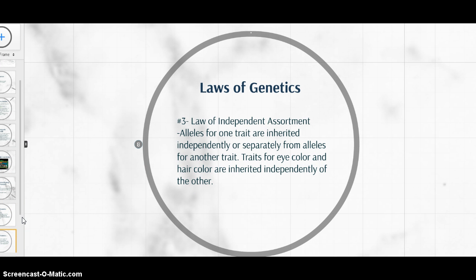And finally, we have the law of independent assortment. And that means that alleles for one trait are inherited independently or separately from alleles for another trait. So your traits for eye color and hair color are inherited independently of the other. So if you have a family and some of the children have red hair and blue eyes, and other children have blonde hair and blue eyes, it tells you that the alleles for a trait are inherited completely separately.